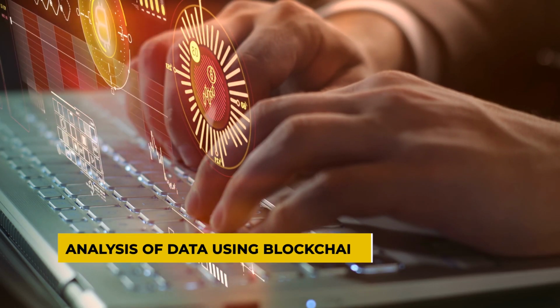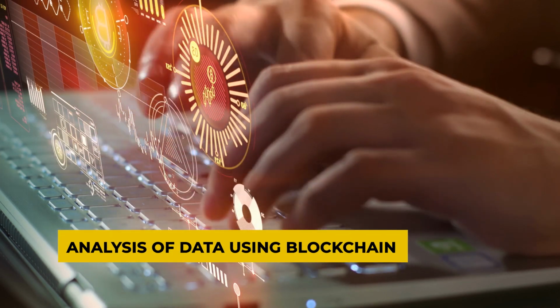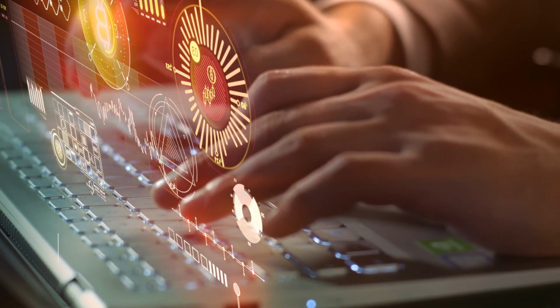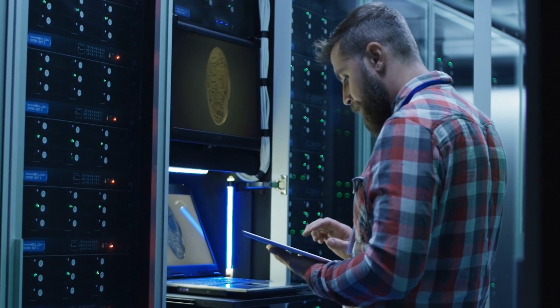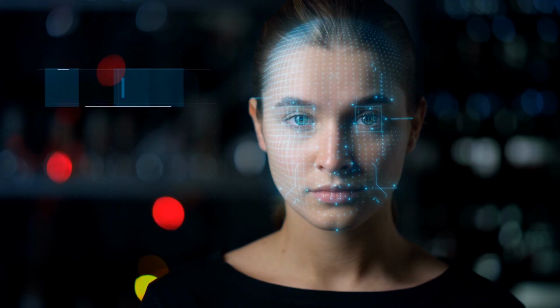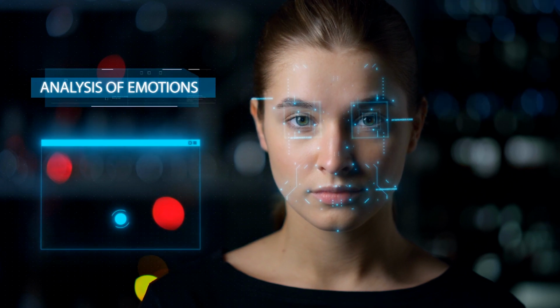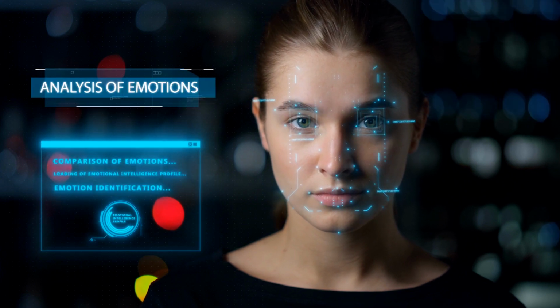Analysis of data using blockchain. Blockchain is a distributed public ledger technology that keeps data on numerous devices without a central authority. The fundamental concept of blockchain is straightforward. Transactions are compiled into blocks that include data like timestamps, cryptographic signatures, etc.